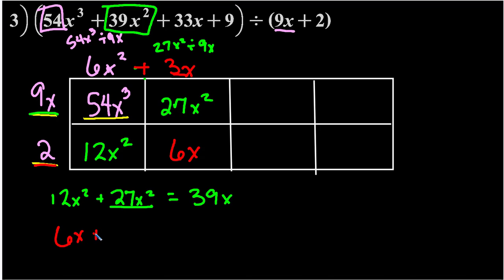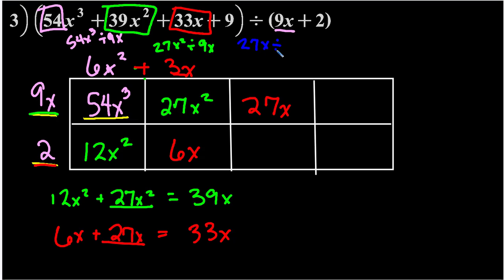So 6x plus what is going to give me that 33x. And so I'm going to subtract 6 from both sides, and I end up with another 27x this time. So 27x. Now I'm going to take that 27x and I'm going to divide it by my 9x, and I come up with just 3. And again, it's positive. Positive 3 times 2 is 6.